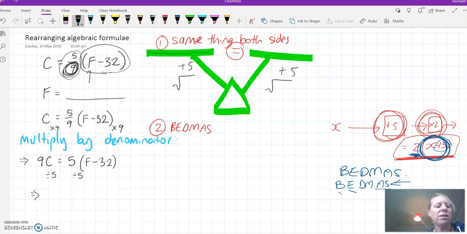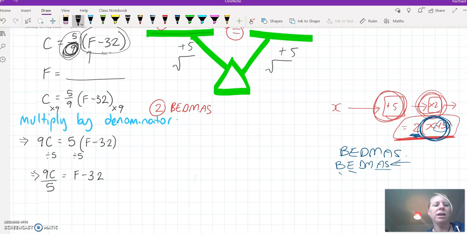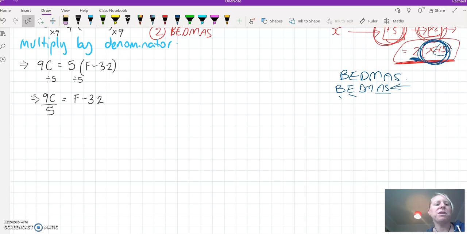So that leads on to 9c divided by 5 equals f minus 32. Brilliant. We've divided by 5 on both sides.